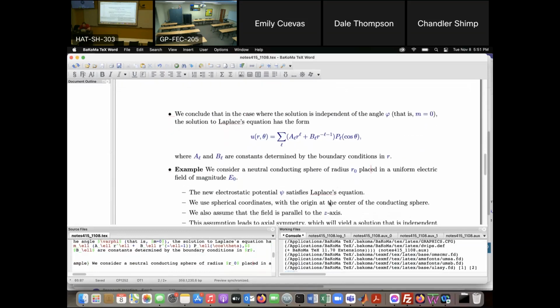So, spherical coordinates. We use a coordinate system where the center of a conducting sphere serves as the origin. And we're also going to assume that the field is parallel to the z-axis for convenience.